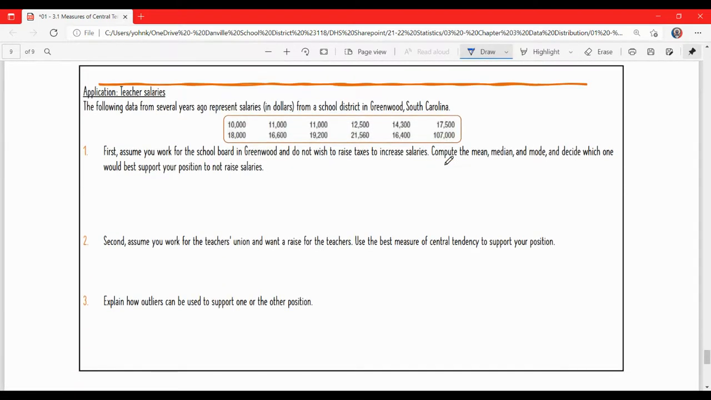All right, so let's put it all together into one big problem. The following data from several years ago represents salaries in dollars from a school district in Greenwood, South Carolina. So there are 2, 4, 6, 8, 10, 12 values there. First, assume you work for the school board in Greenwood and do not wish to raise taxes to increase salaries. Compute the mean, median, and mode and describe which one would best support your position to not raise salaries. Okay, so let's calculate the mean.